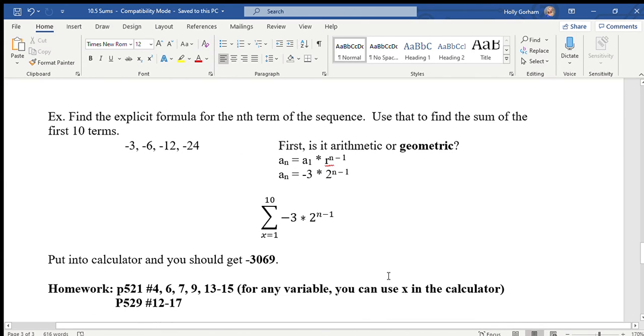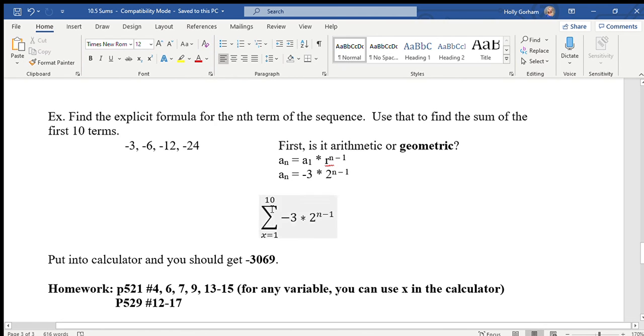The next example says, find the explicit formula for the nth term of the sequence and use that to find the sum of the first 10 terms. So again, you have to know whether this is arithmetic or geometric. When you look at the sequence -3, -6, -12, -24, hopefully you notice that you are multiplying by 2, so that makes it geometric. So for the formula from section 10.3, we would plug in -3 for the first term, 2 for the r. This is our explicit formula.